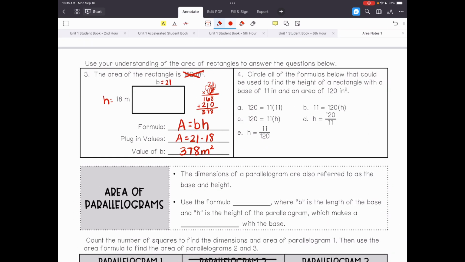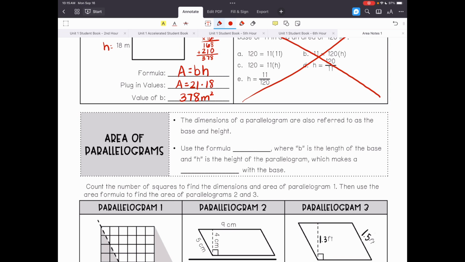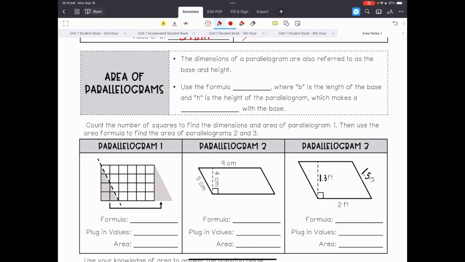Okay, question number 4, we're going to go ahead and cross out question number 4 because, again, that's that one-step equations. I'm not looking to do that with you this time. So just cross that one out. Let's move on to area of parallelograms.